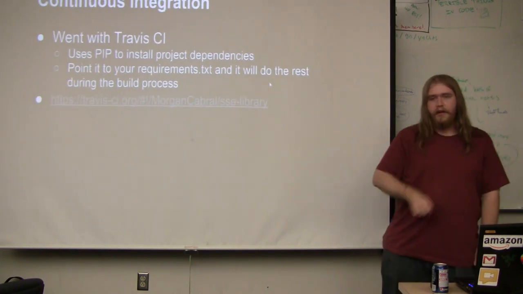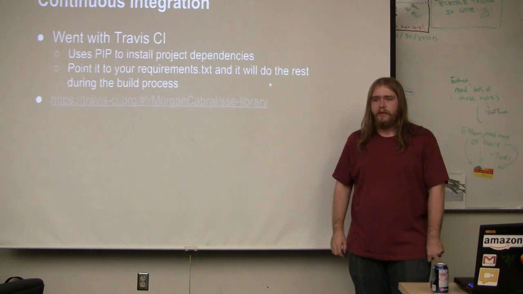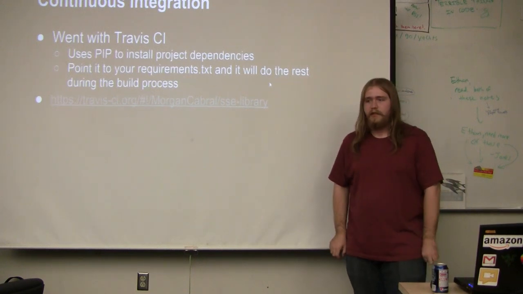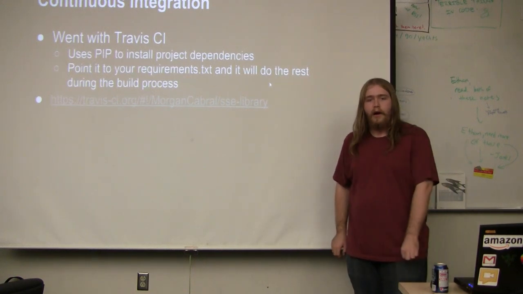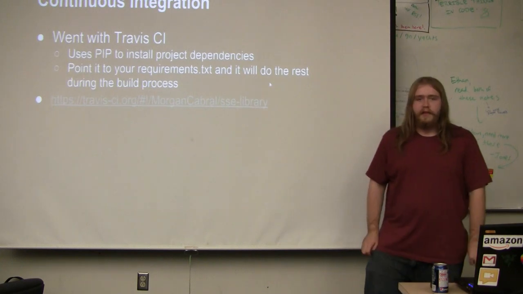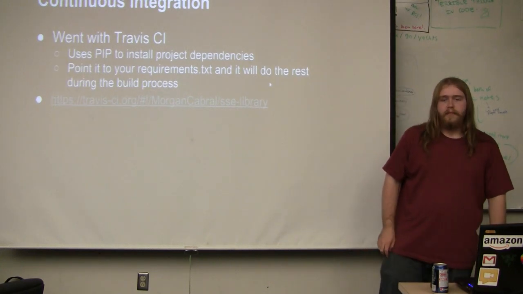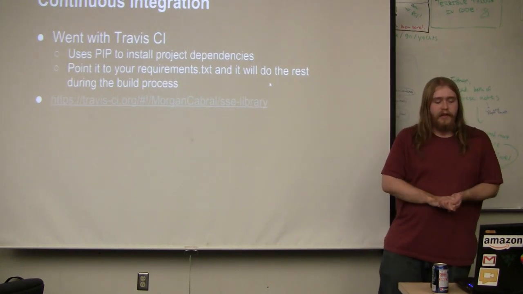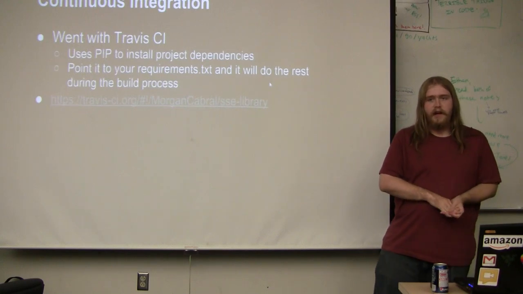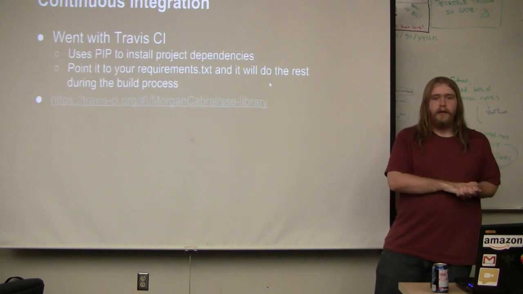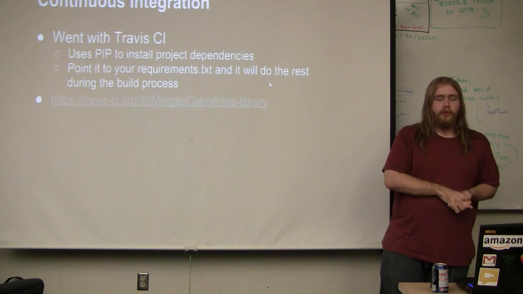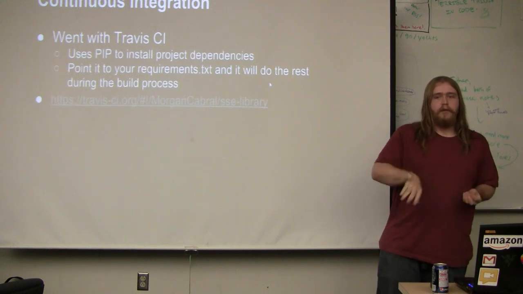Another area that was a little bit weird to work with at first was setting up a continuous integration service for a project. From the get-go, we wanted testing. And we found a service called Travis CI that you point at a GitHub repo, and as soon as you push a commit to it, it will do a build.